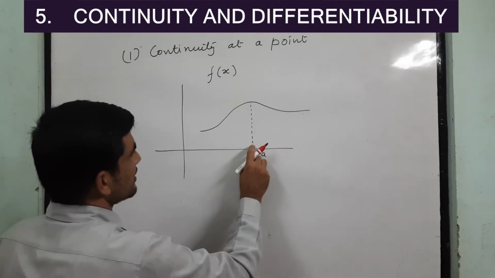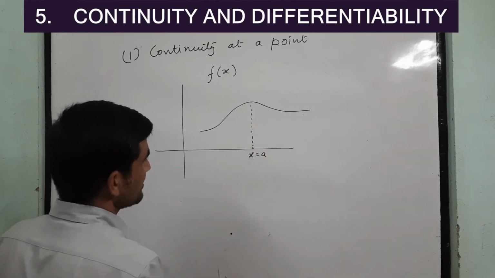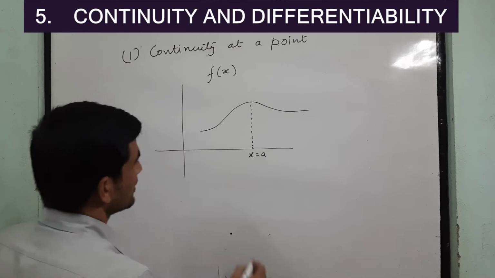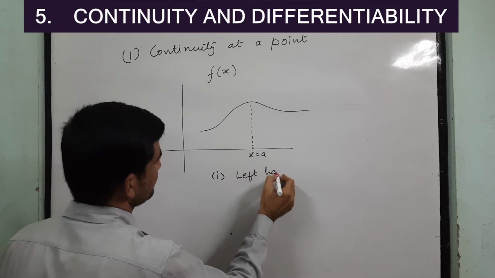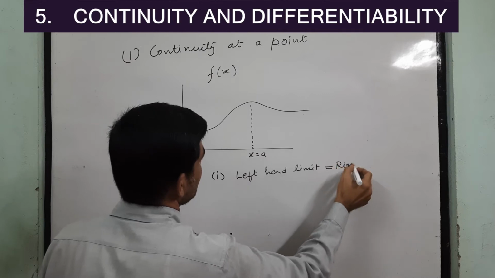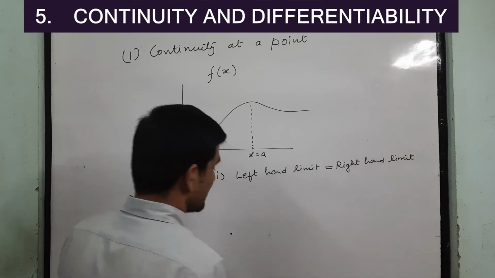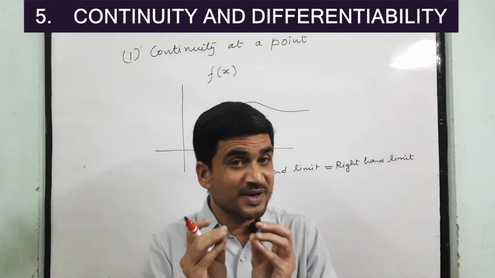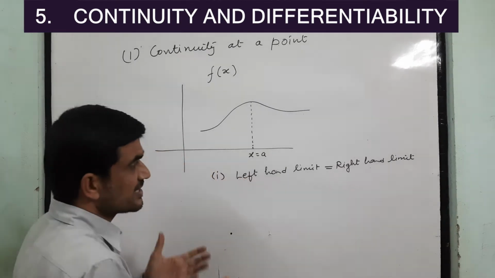The first condition is that its left hand limit and right hand limit should be equal. The left hand limit must be equal to the right hand limit. We saw these two conditions in our 11th class also. So this is the basic condition for the limit to exist. If this condition is fulfilled, then the limit will exist, otherwise it will not exist.